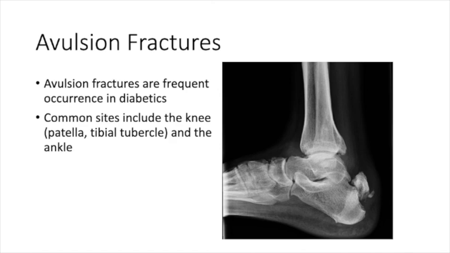And to finalize, we have avulsion fractures. Avulsion fractures frequently occur in diabetic patients. The common sites include the knee and the ankle. You can see there is an avulsion fracture in this case of the calcaneum. So the sites include the knee, the ankle, and calcaneum as well, but it's more common in the knee and the ankle. You have to know the difference between the avulsion fracture mechanism in the child and in the adult.